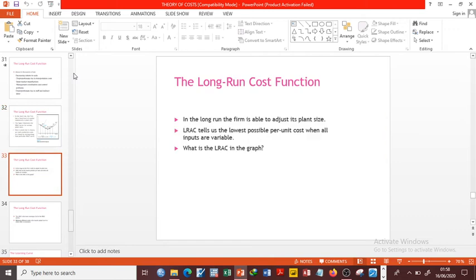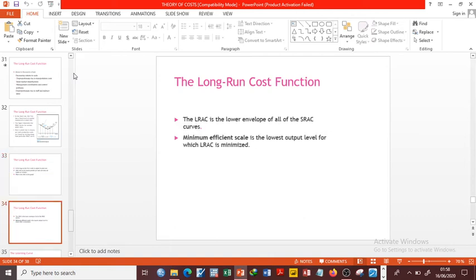Now, there is what we call the lowest possible per unit cost when all inputs are variable. And the lowest output level for which long run average cost is minimized is what we call minimum efficient scale. So minimum efficient scale means the lowest output level that can be produced when the long run average cost is minimized.